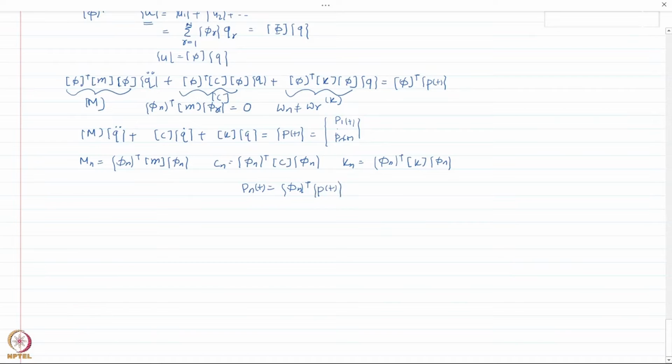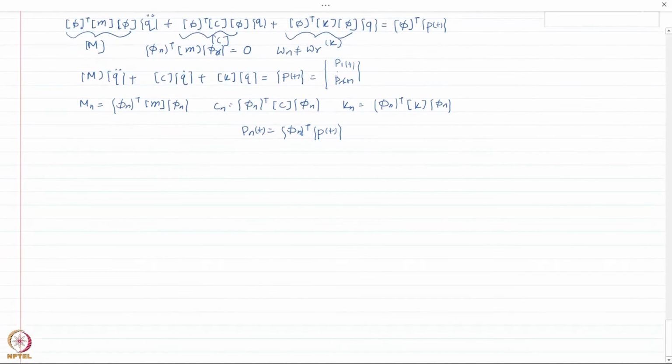So now what I have been able to do is reduce my n degree of freedom multi-degree of freedom system to n single degree of freedom systems, for which I am going to show you the spring mass damper representation. So basically I have this spring here, this damper.